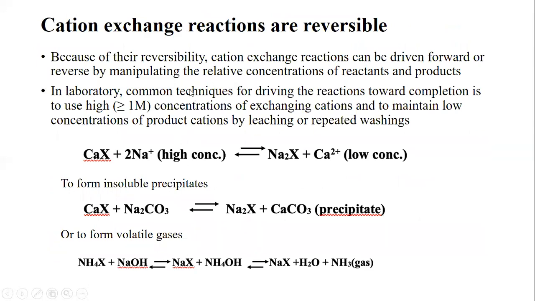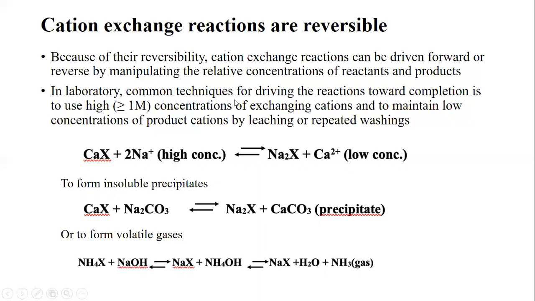Because of their reversibility, cation exchange reactions can be driven forward or reverse by manipulating the relative concentrations of reactants and products, just like any reaction. When you increase the concentration of a cation in the salt solution, it drives the reaction the other way: more of the cation that got higher concentration will go to the surface of the colloids. And the less, of course, it will be the other way.